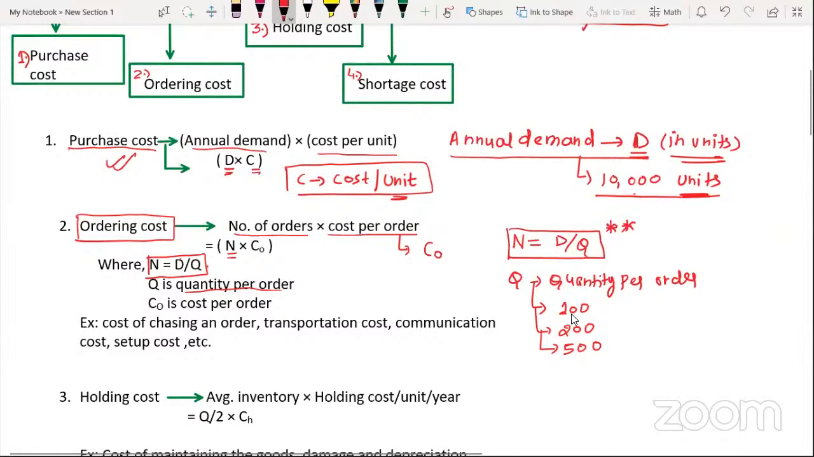That is our Q. Q is quantity per order, and the quantity can be of anything, in any units. C naught is the cost per order.